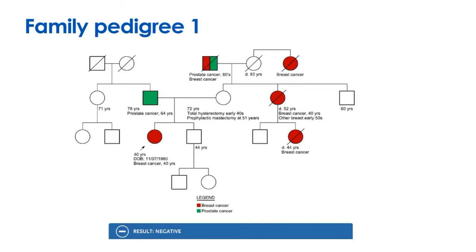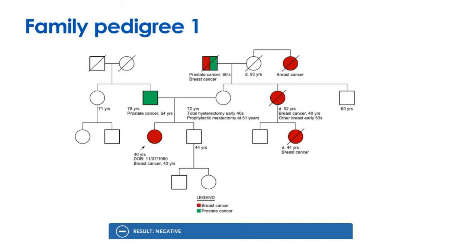So this first family is of a lady who came to see me, 40 years of age, the index patient, recently diagnosed with breast cancer. When we took the family history, the following was seen. As you can see on the pedigree, her father was diagnosed with prostate cancer at the age of 64. He is still alive and well at 76. Mom is alive. She's 72 years old.